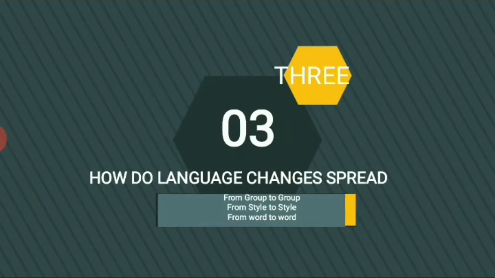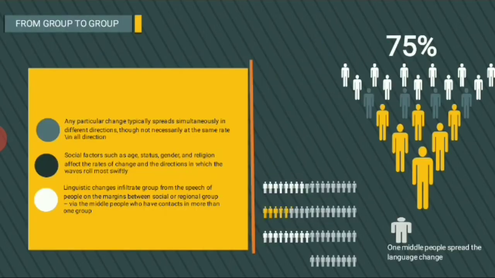Well, let us continue with the third material of this presentation, which is how do language changes spread? So typically there are three ways language changes spread: from group to group, from style to style, and from word to word. First, from group to group.